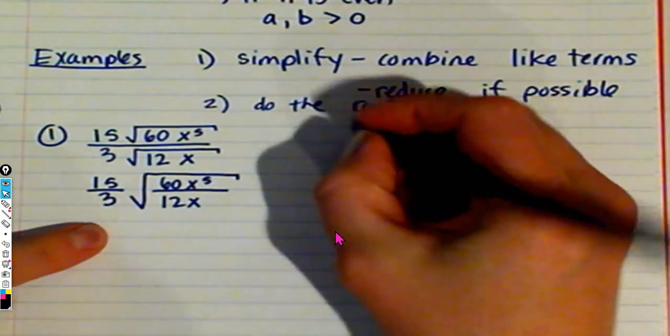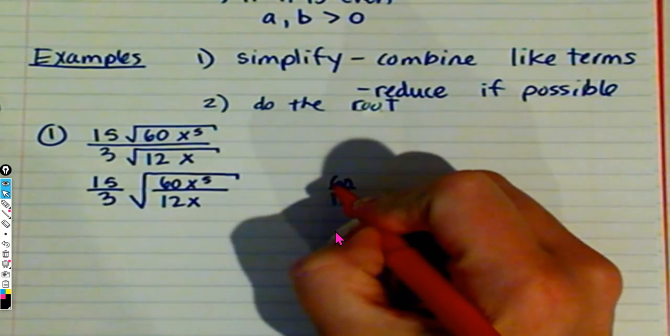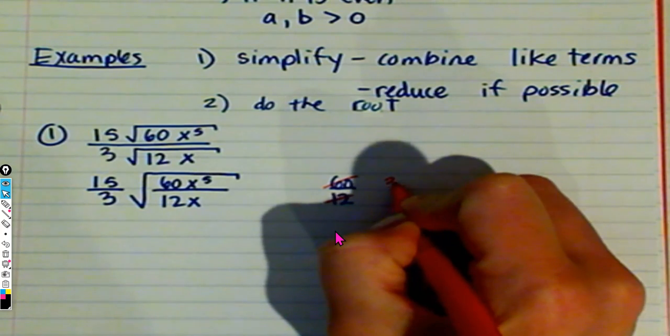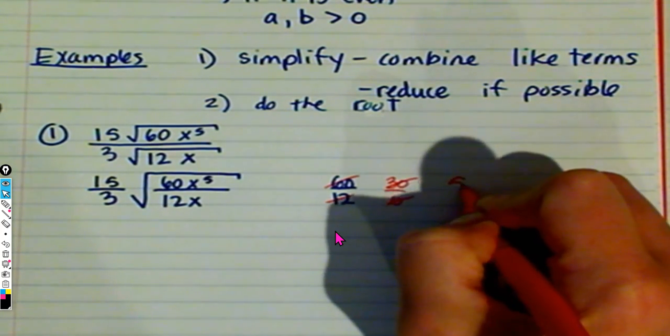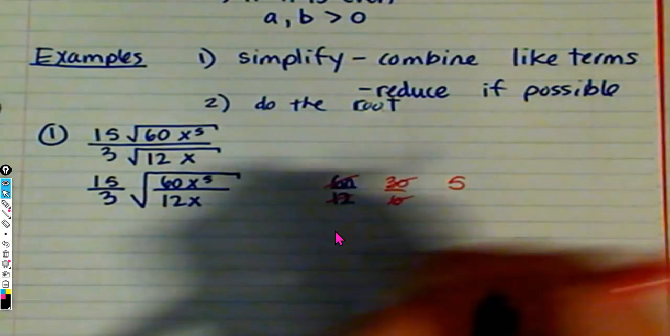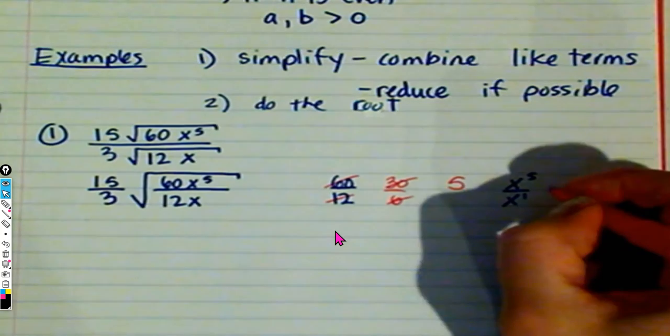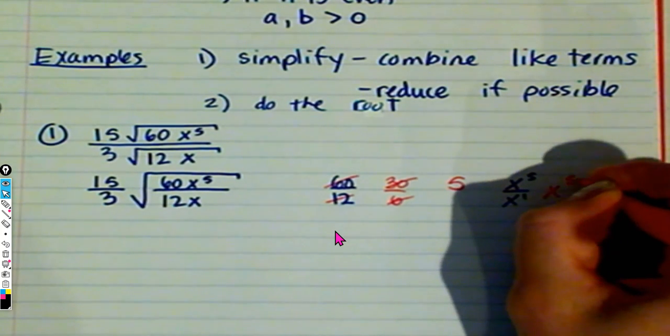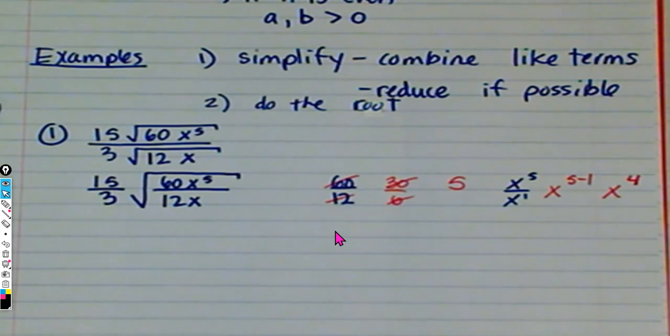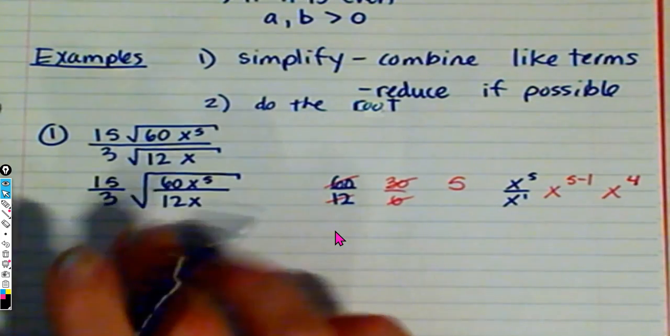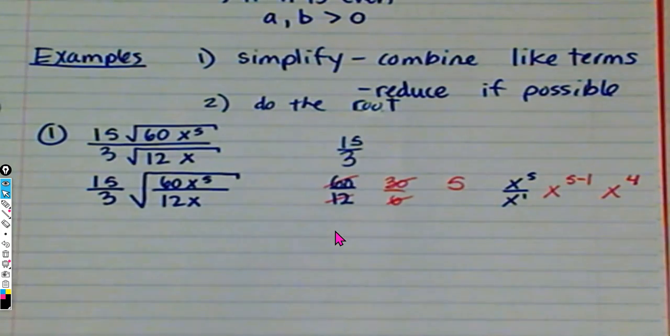All right, so I'm going to look at the numbers. So I got 60 over 12. And I'm pretty sure these things both divide by 2. Oh, and that divides by 6. So we end up with 5. Okay, and then I have x to the 5th and x to the 1st. And that reduces to, there's that exponent rule, x to the 4th. Okay, so I have inside the radical reduced. Now I need to look at outside the radical.